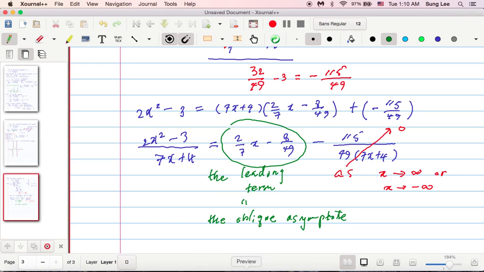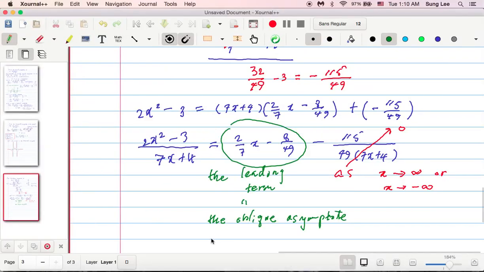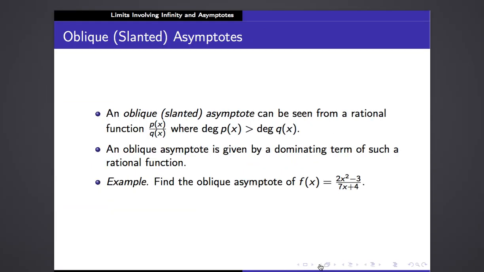All right, so going back to my lecture slides. No, I'm sorry, that's not the leading term but the dominating term. Maybe I want to change the terminology. The correct word is the dominating term. So that's the oblique asymptote.